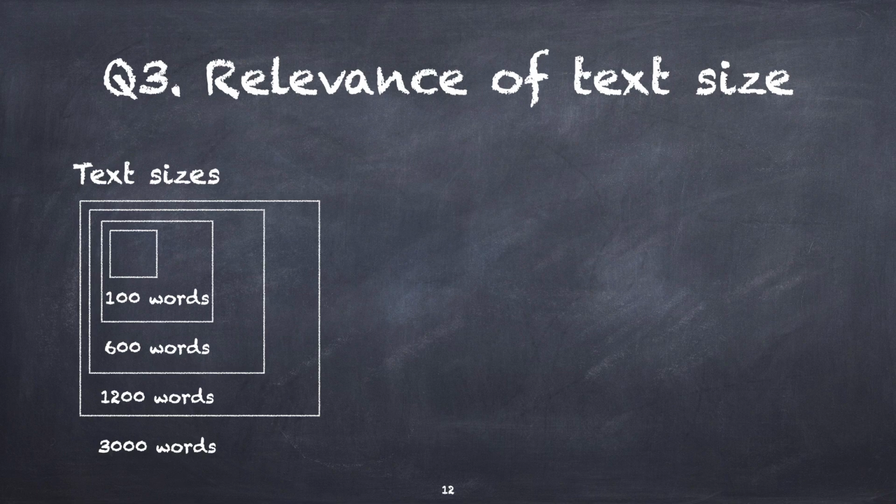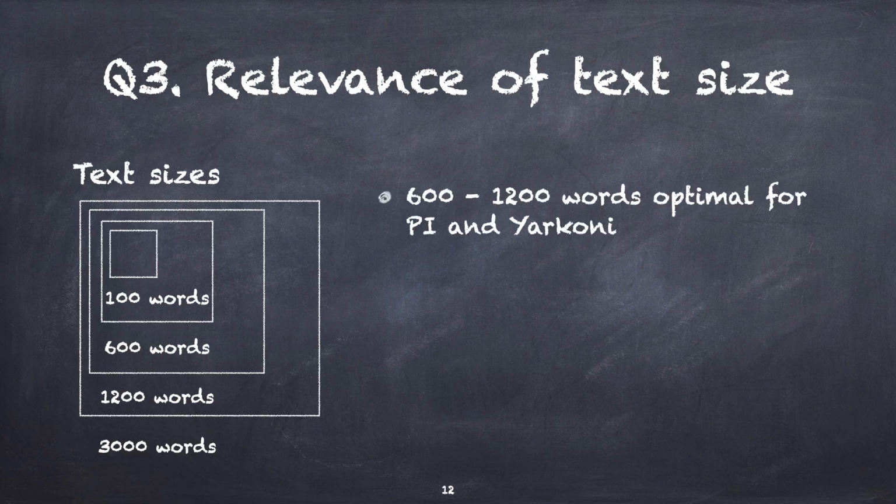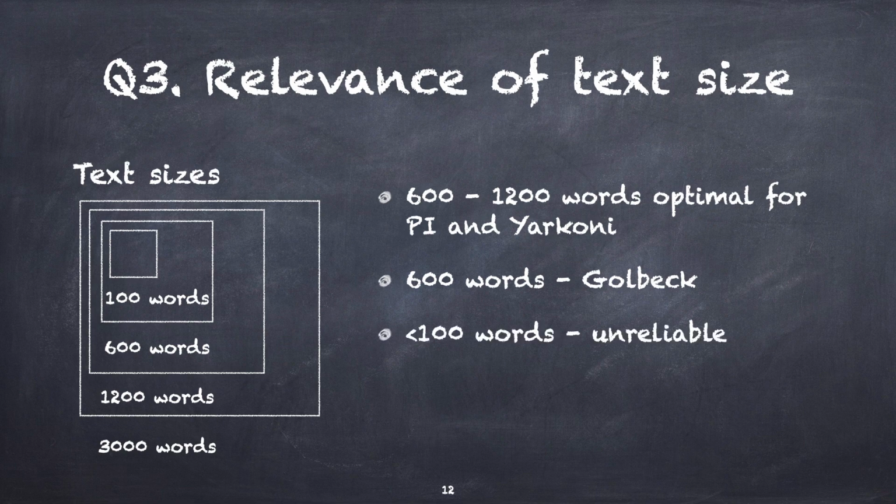Next, we ventured into text sizes of 100, 600, 1200 and 3000 words to gauge its influence on the inferential ability. Here too, we compared the personality scores inferred with different text sizes for a developer to see if increased text size indeed improved the inference. Our study shows that the inferential ability of Personality Insights and Yerkoni is optimal at 600 to 1200 words and 1600 words for Goldbeck. Text with less than 100 words gives unreliable estimate, while beyond 3000 words we expect no further improvements.